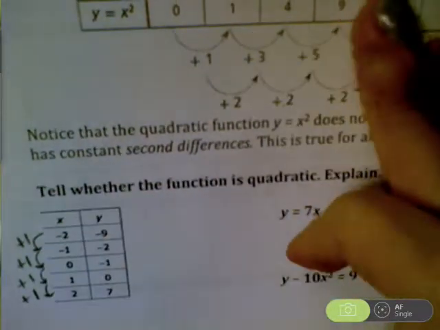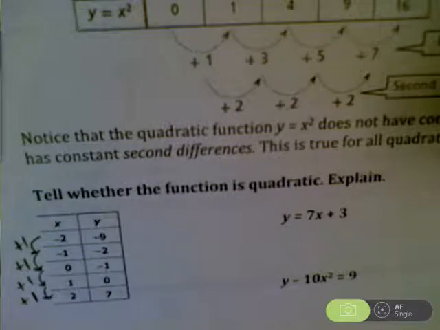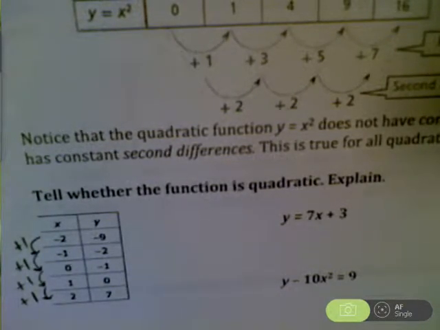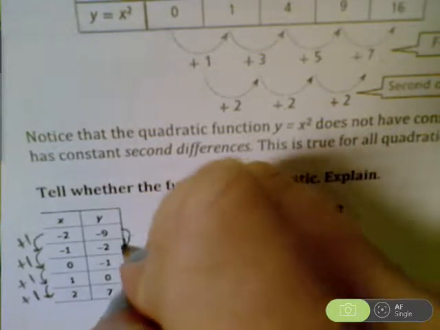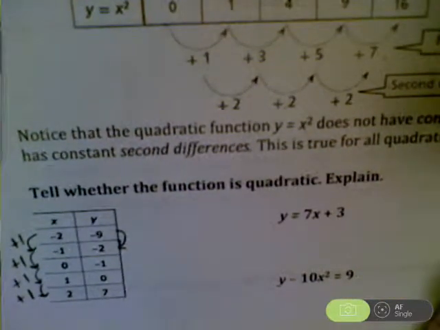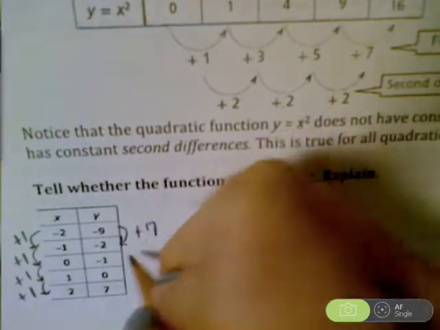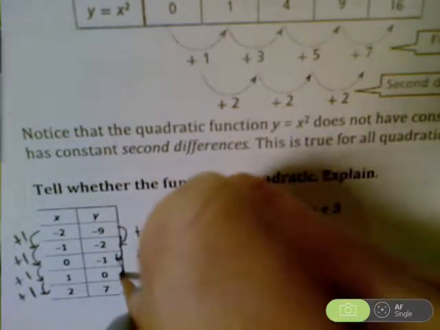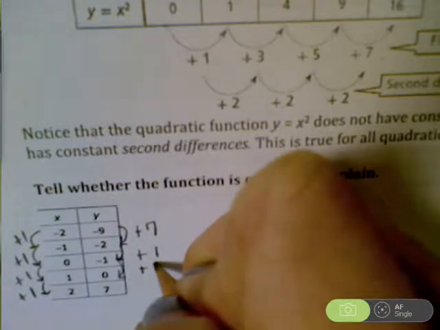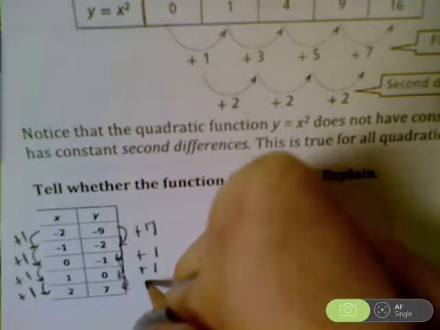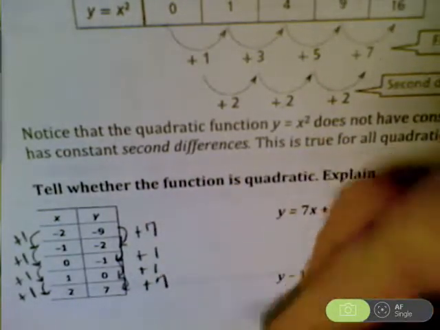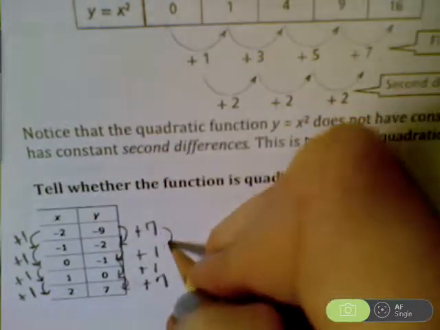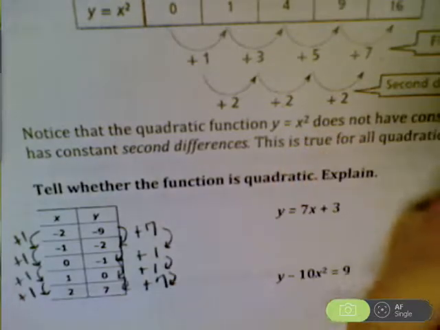Now, the most important part is looking at the y values. You're looking for a constant second difference in the y values. So look at the first difference first. What is the difference between negative 9 and negative 2? Plus 7. Between negative 2 and negative 1? Between negative 1 and 0? And between 0 and 7. Now, we're not concerned with this number being the same. We need to go one more step. We're looking for the difference between these numbers to be the same.